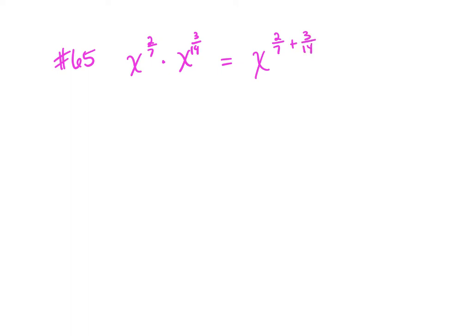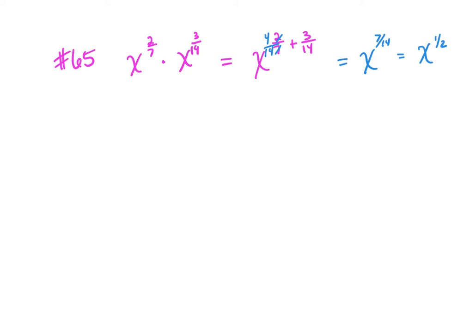When I am adding fractions, what is my number one rule of adding fractions? You must have like denominators. So the common denominator here is 14. This 2/7 is going to become 4/14. Right? Common denominator. 4/14 plus 3/14 is 7/14. We want to reduce that, x to the 1/2.